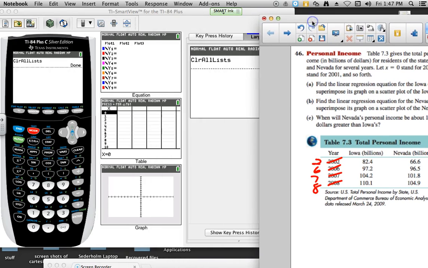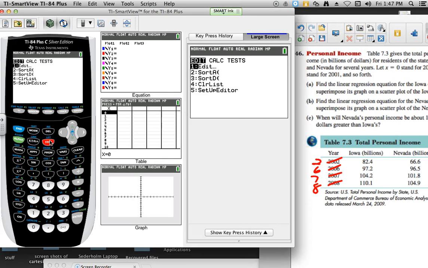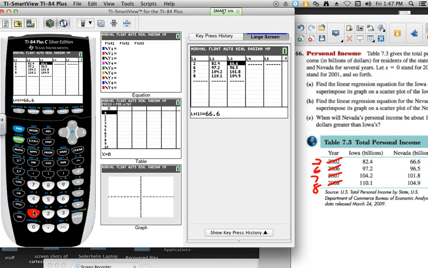Now, we just need to get this data in. So under stats and edit, you would go ahead and put all of that information in. So your X's are going to be your years, 2, 6, and 7, 8. And then list 2 will be Iowa in billions of dollars, and list 3 will be Nevada in billions of dollars. And then we need to do our linear regression.